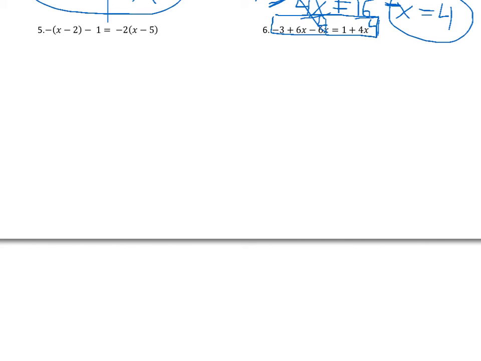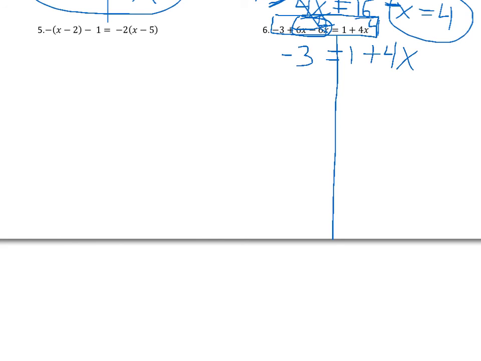Okay, I have x's on both sides. First, I want to see, can I combine any like terms on the left side and the right side? Well, the left side, I have these 6x minus 6x. Well, the great thing about that is they cancel out. You get 0x, which is just 0. They go away. So we just have negative 3 equals, and then the right side is 1 plus 4x.